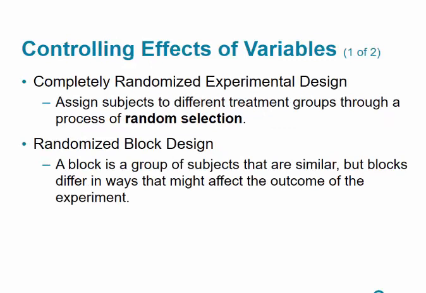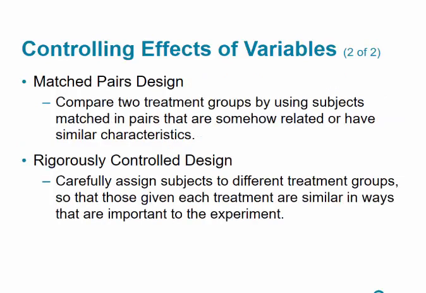So, controlling the effects of variables. First, completely randomized experimental design. Assign subjects to different treatment groups through a process of random selection. And then the other one is randomized block design. A block is a group of subjects that are similar, but blocks differ in ways that might affect the outcome of the experiment. Matched pair design.